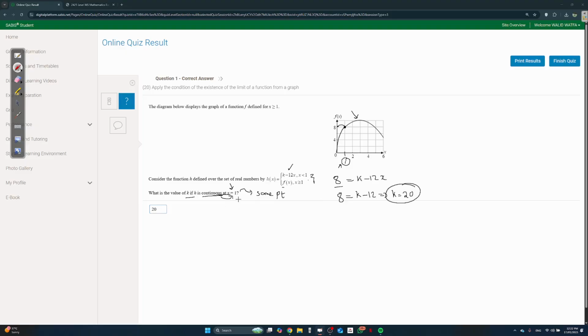So all you have to do is check the point they want at x equals 1, look at that y value, and plug it in such that it satisfies the other equation. That's it. It's not that hard.